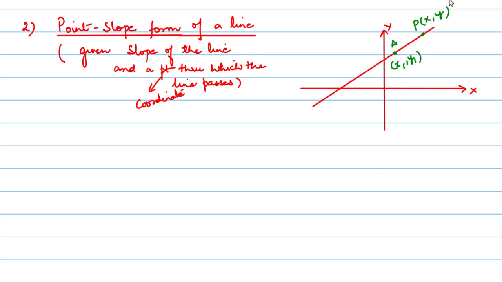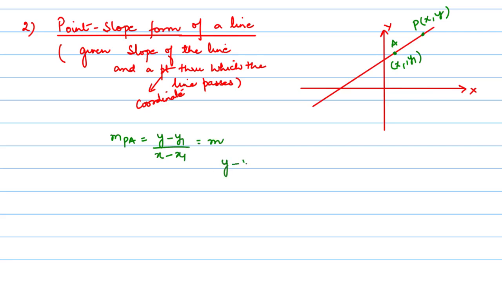The line will consist of many points. One such point is x1, y1 through which it is passing, and this will be given in the question, and x, y is a point which we have assumed. Now, can we find the slope of the line through the 2-point form? The slope of PA would be what? y2 minus y1 upon x2 minus x1, therefore y minus y1 upon x minus x1. This is the slope of our line, and the slope of our line is given to us, that is m is given to us. Therefore we equate this.